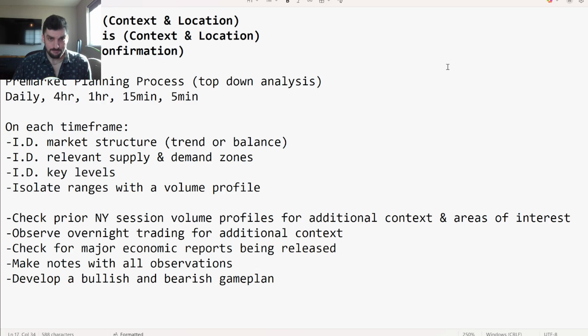Okay. So my entire pre-market planning process is top-down analysis. I'll start on a price chart, on a candlestick chart, and I'll start on a daily time frame. I'll go down to a 4-hour, then a 1-hour, then a 15, and a 5.